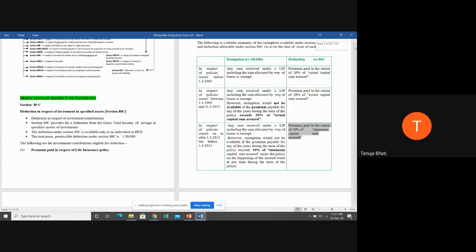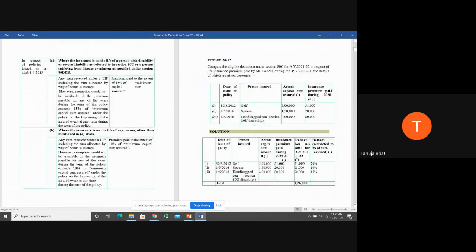But suppose the policy is issued after 2013, you have to see whether the policy is taken for severe disability or disability. If it is taken for disability or severe disability, you should see that the premium paid should not exceed 15% of the sum assured. And suppose it is not taken for disability or severe disability, then you should make sure that the premium paid should not exceed 10% of capital sum assured.